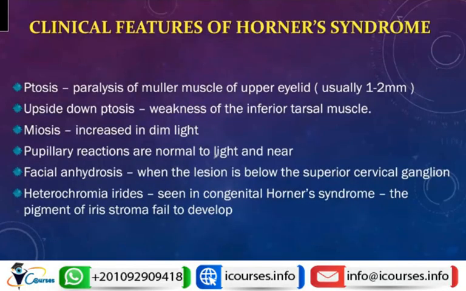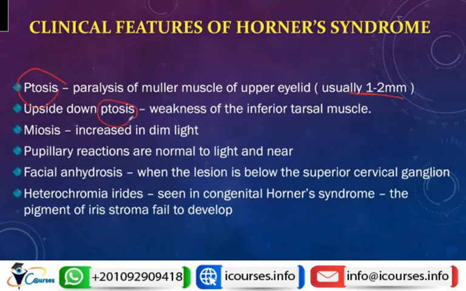So what are the features of Horner syndrome? The Horner syndrome will present with ptosis, because the sympathetic system will supply the Müller muscle, and the Müller muscle will be responsible for retraction of the eyelid. So this will cause some mild ptosis. Usually it's about 1 to 2 millimeters, because the Müller muscle action will elevate only 2 millimeters of the upper eyelid. And this ptosis is not only for the upper eyelid, but it's also for the lower eyelid.